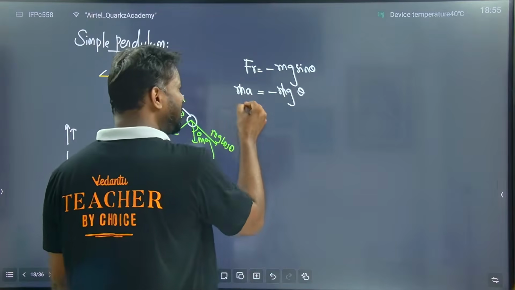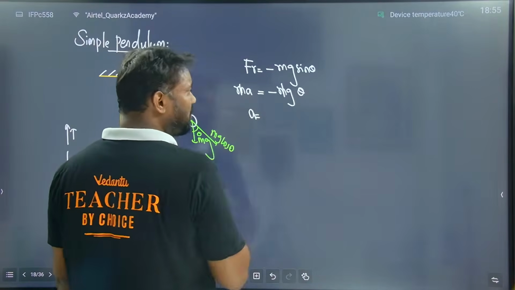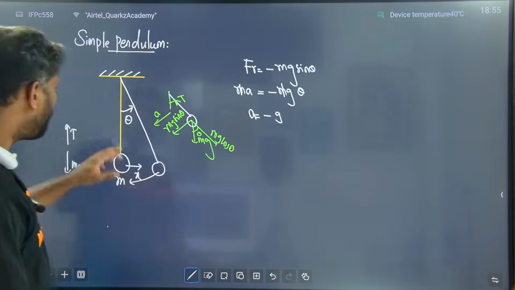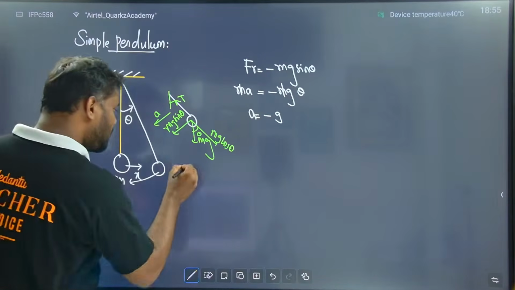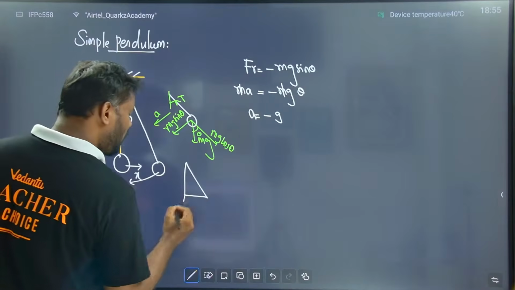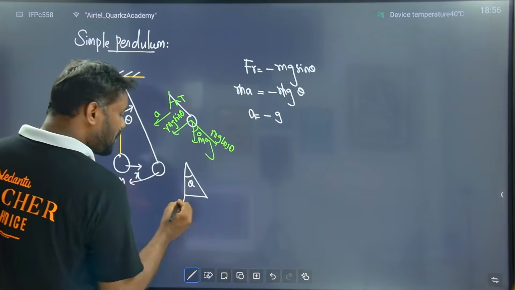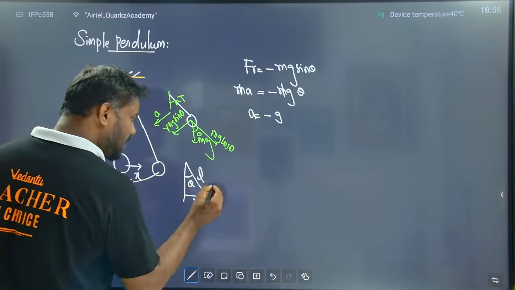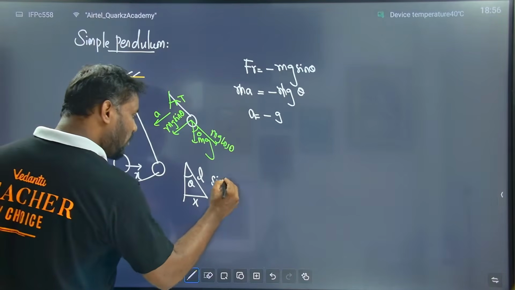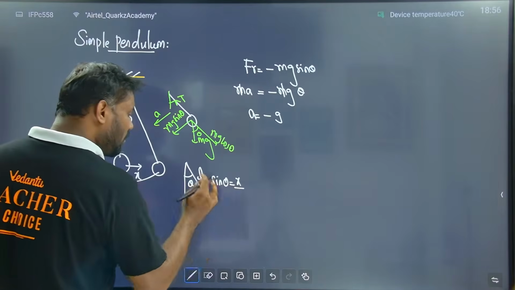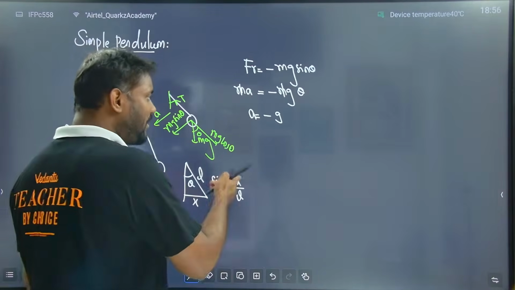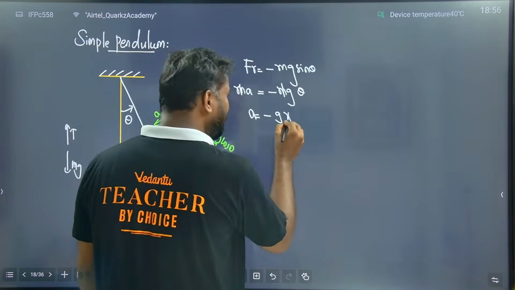This m cancels. So a is equal to g sin theta, which is approximately g theta. We need the value of theta. So what is the angle theta? This is theta. For the small displacement, we have taken x. What about sin theta? This is L. Sin theta is equal to opposite divided by hypotenuse, which is L. So can we take the value of theta as x by L? Can we write x by L?